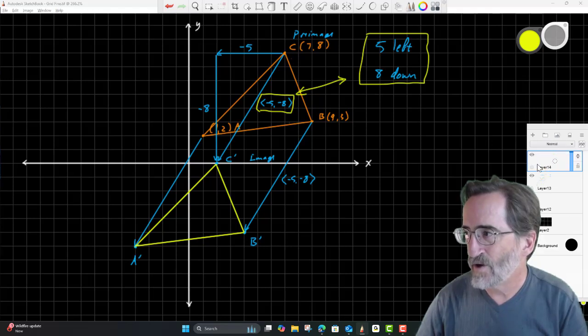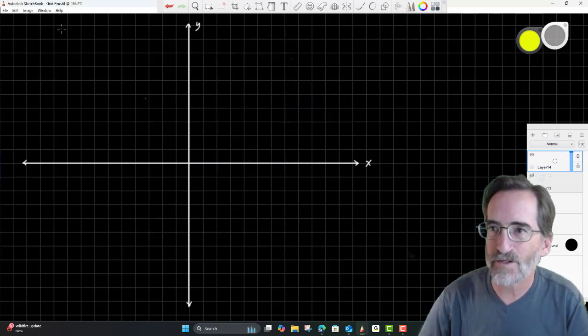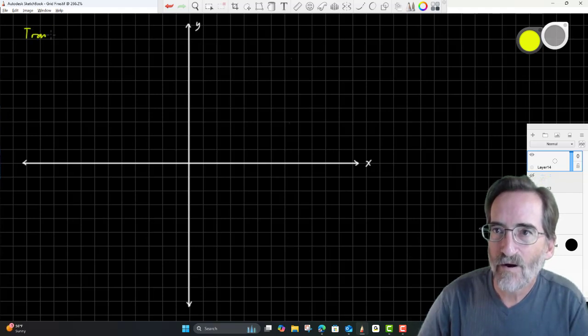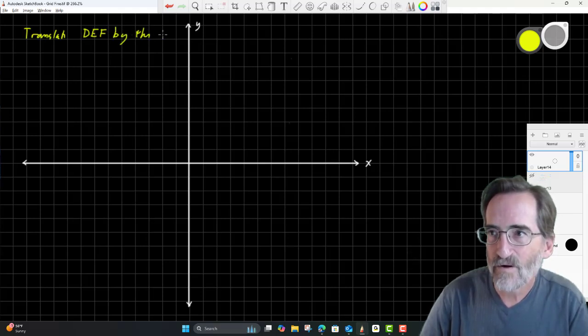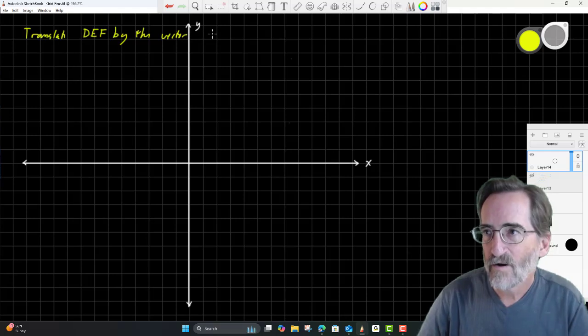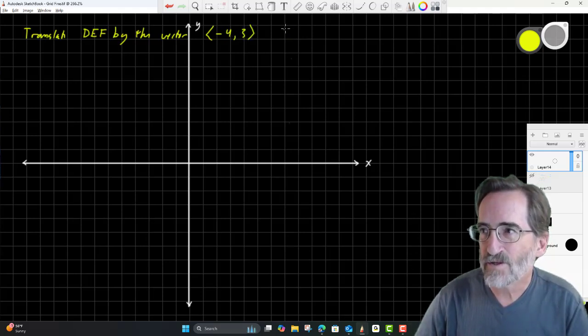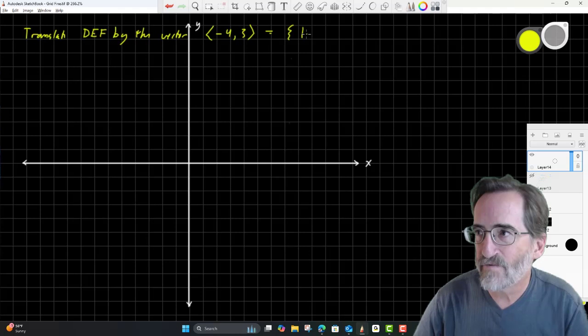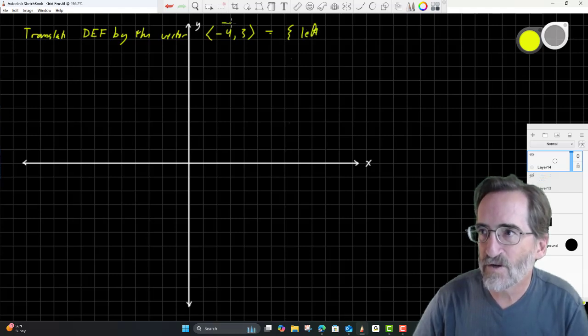This time I'm going to go the other direction. I'm going to start with a description of a translation. Translate DEF by the vector ⟨-4, +3⟩. Okay, let's translate that into words. In words, that would be equivalent to saying left 4, because the first number tells me to go left or right, and up 3.